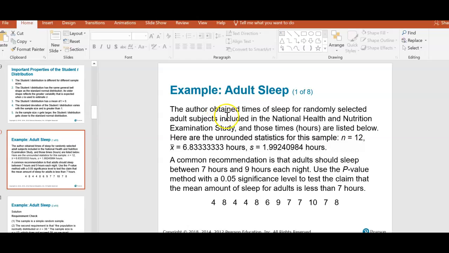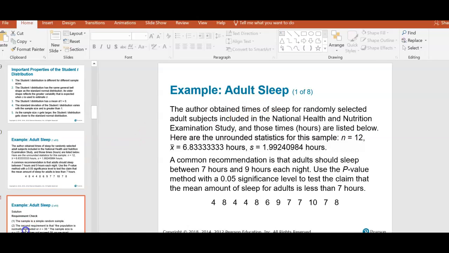The example we're going to go through is about adult sleep. The author obtained times of sleep for randomly selected adult subjects included in the National Health and Nutrition Examination Study, and those times are listed below. n equals 12, x bar is 6.8333333 hours, and the standard deviation is 1.9924098 hours. A common recommendation is that adults should sleep between 7 and 9 hours. Use the p-value method with a significance of 0.05 to test the claim that the mean amount of sleep for adults is less than 7 hours.